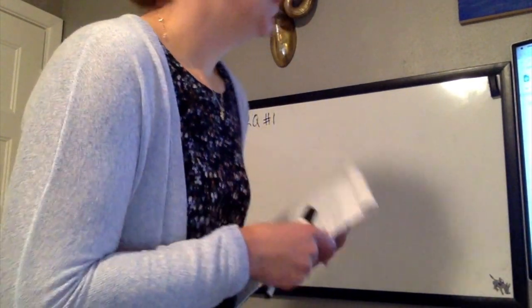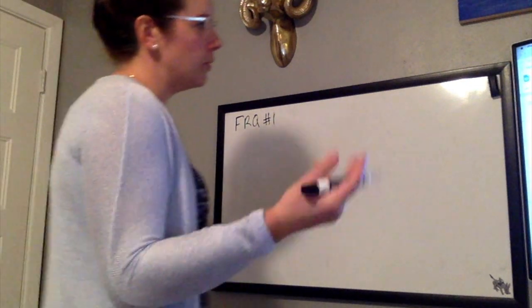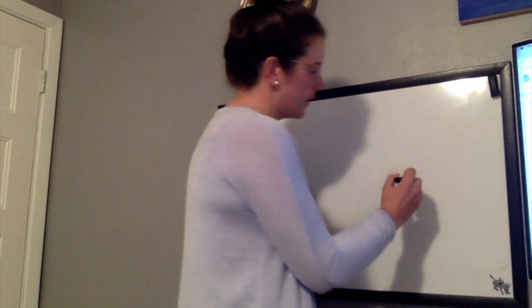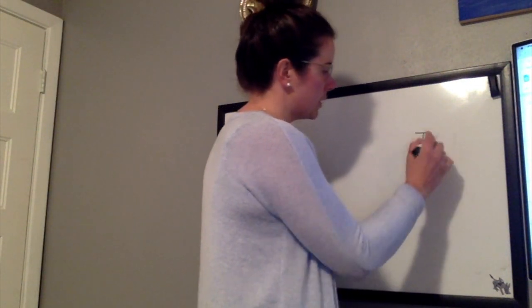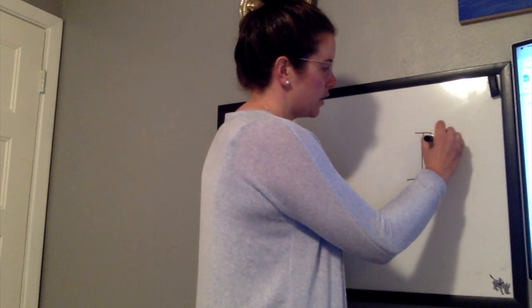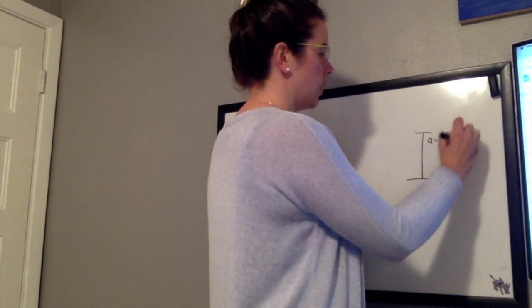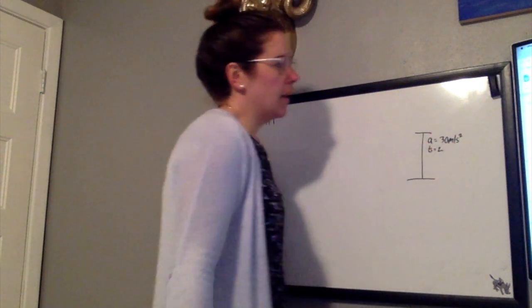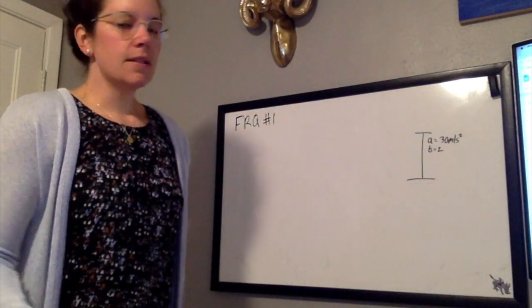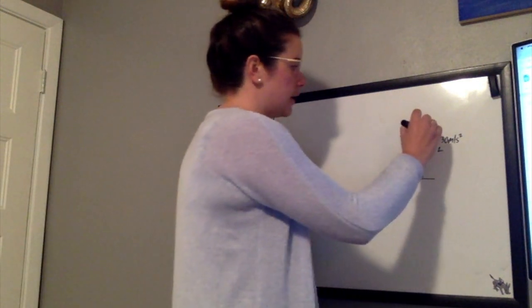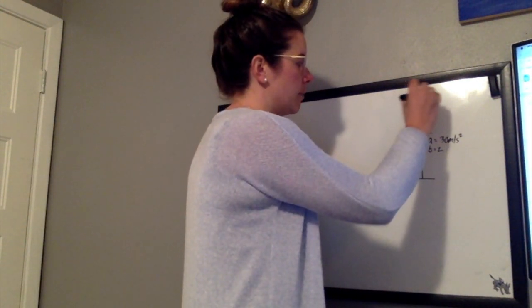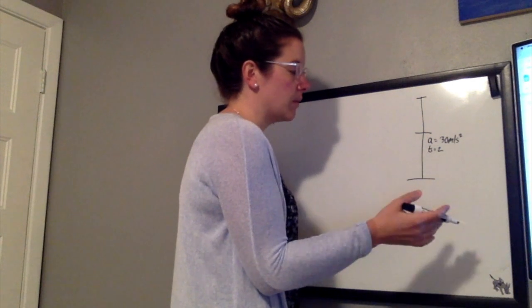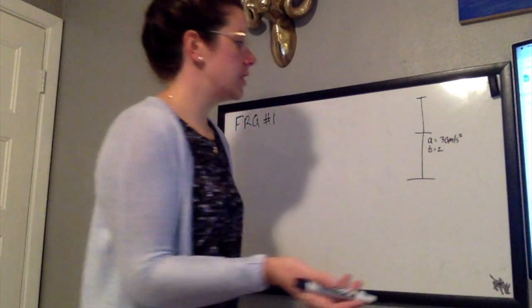Pull that up. You have a rocket. There are 2 parts to this rocket. It is accelerating up to a certain point, and it gives us the acceleration as 30 meters per second squared, and it does this for 2 seconds. After that point, the rockets are shut off, and it continues up for some amount of time. It doesn't give you any of that additional information.